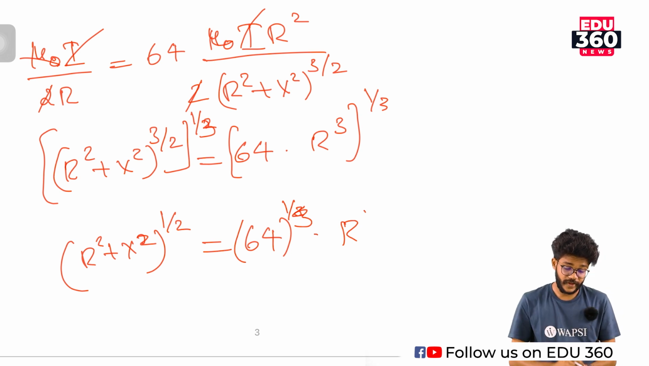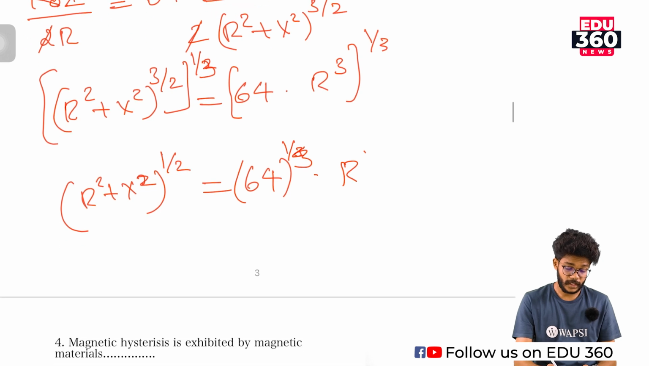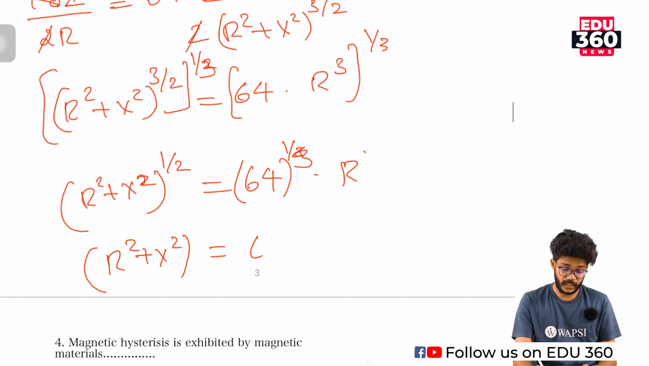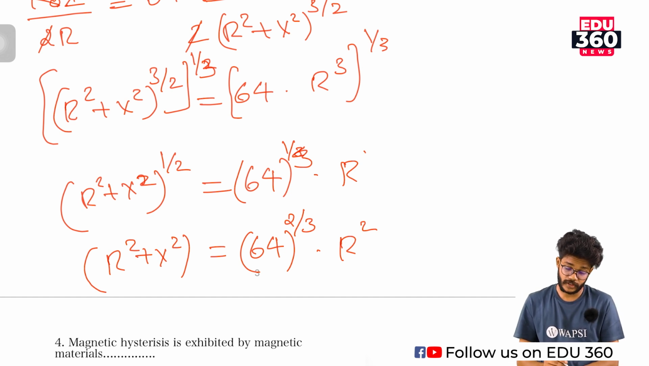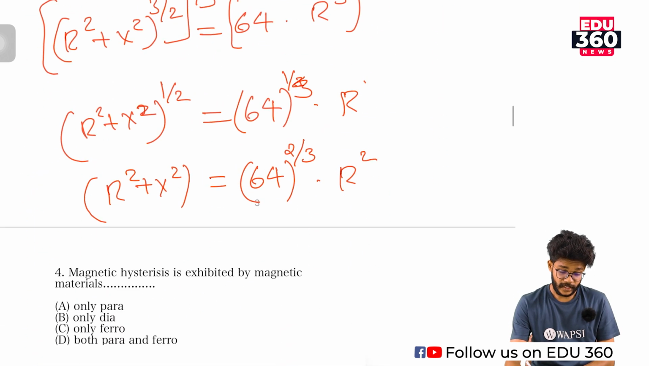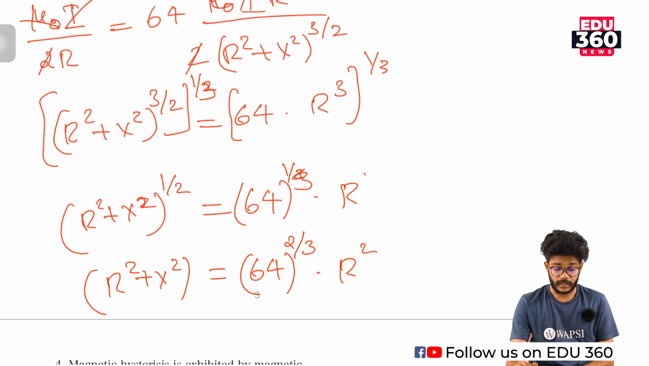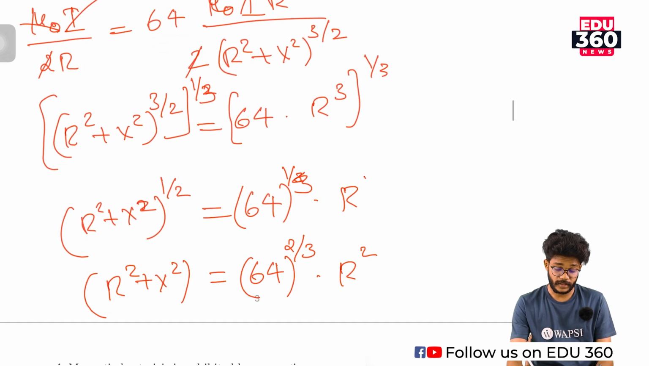Next, we take the square on both sides. So r² + x² is equal to 64^(2/3) times r². On the left side we have an r², and on the right side we have an r², so we can take both terms to the same side. So x² is equal to some constant times r², minus r², that is, subtracting 1 from 64^(2/3).